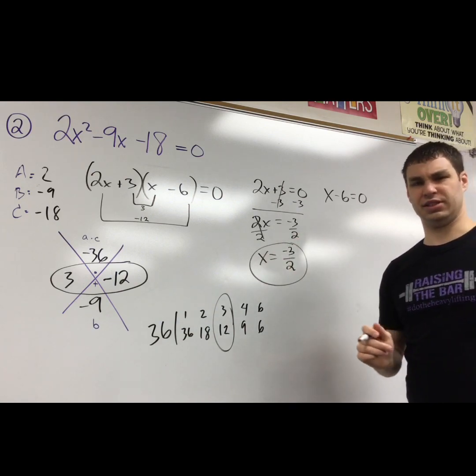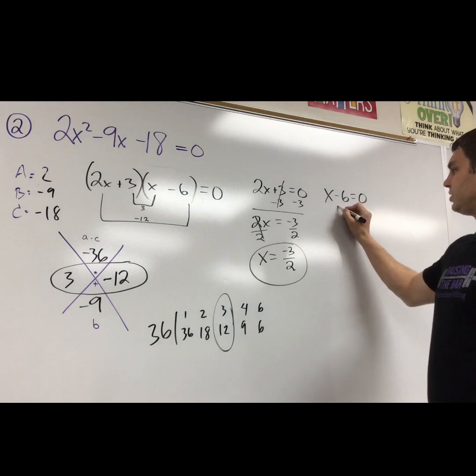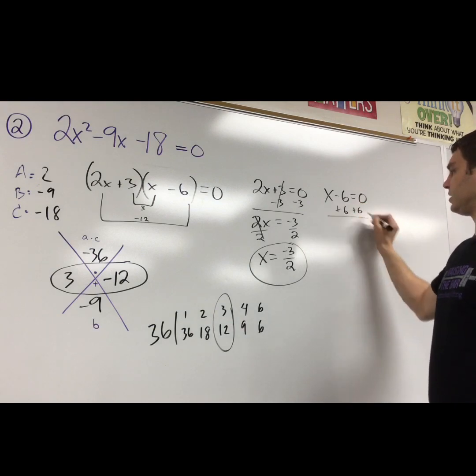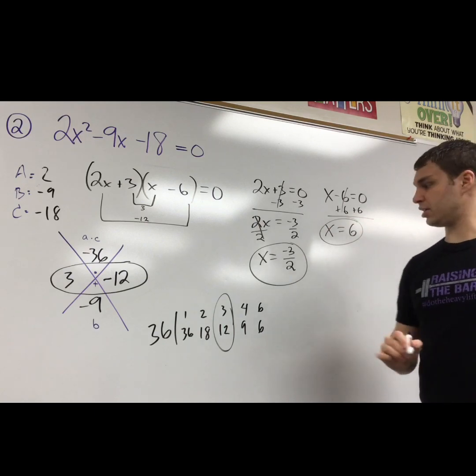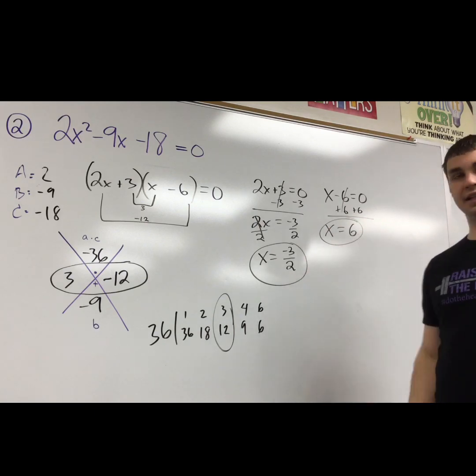So you get kind of a fraction there, but that's okay. This one's a little bit easier. Yeah, just add 6 to both sides, and then x equals a positive 6. So your answers are negative 3/2 and 6.